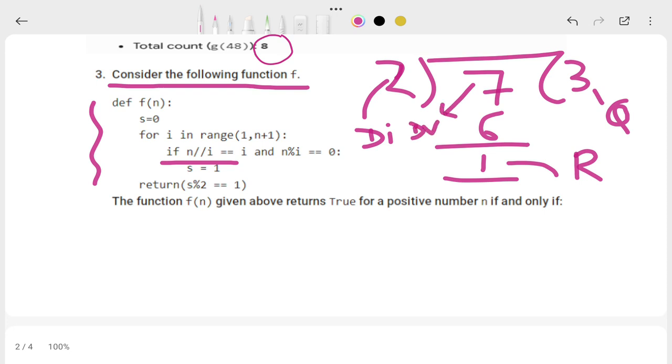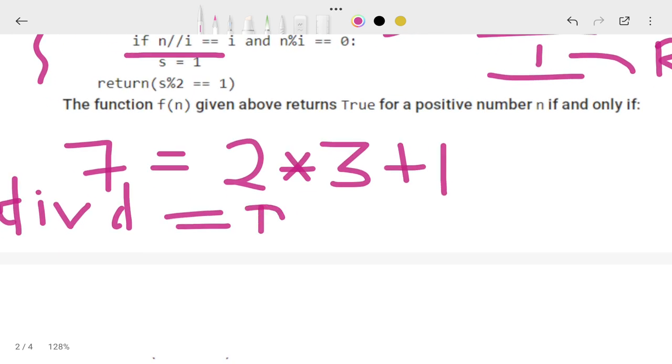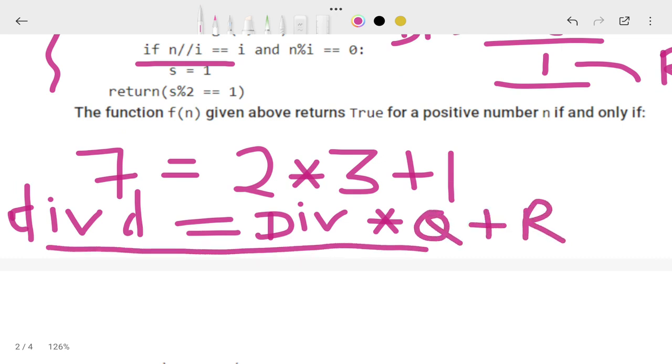So what is the formula? I want this. So 7 is equal to 2 into 3 plus 1. Okay. So this is the dividend. I am writing DIVD, dividend is equal to divisor, I am writing DIV, into quotient, 3 means quotient, I am writing only Q, plus R. This is the formula. Okay, if you have done your high school, this is the formula.